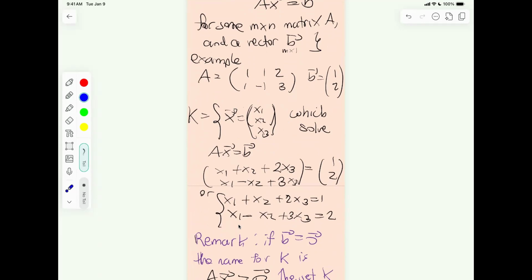Oops. Where's my eraser? It always disappears and I don't know why.